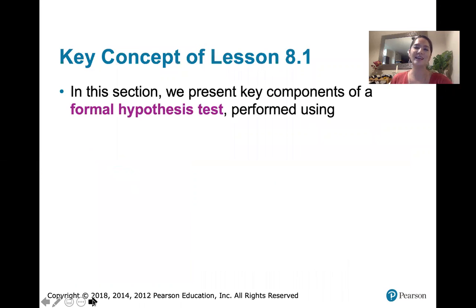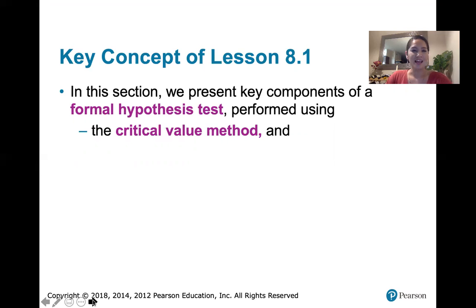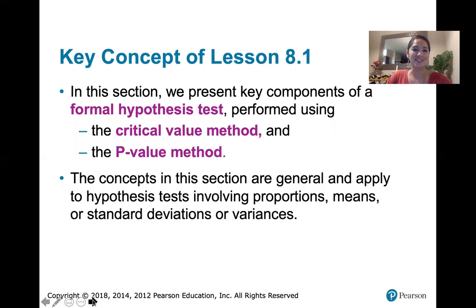So here is the key concept of lesson 8.1. In this section, we're going to present key components of what's called a formal hypothesis test. There are 2 different versions of this formal hypothesis test, but they're just basically 2 different ways of looking at and quantifying exactly the same thing. So we're going to come up with the same conclusion, whether we use the critical value method or the p-value method. But both of those are formal hypothesis tests.